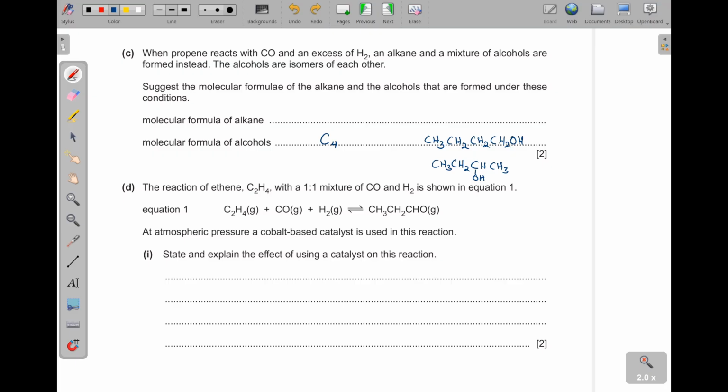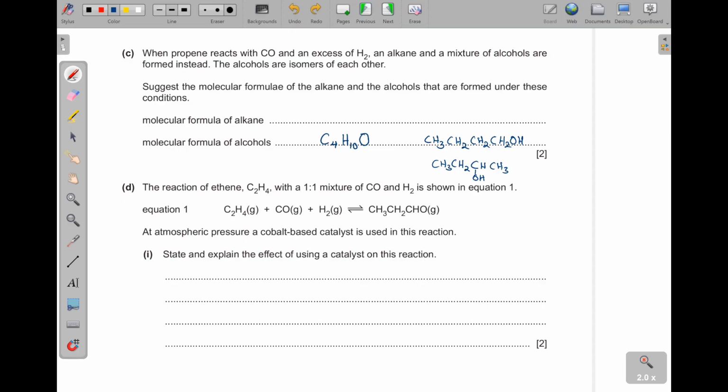How many carbons are here? There are 4. Then hydrogens, 3, 5, 7, 9, 10. Okay, so hydrogens are 10. I'll then put here C4H10O, with 1 oxygen. Then the formula of the alkane. Now, you cannot get this one here and then you reduce it to an alkane.